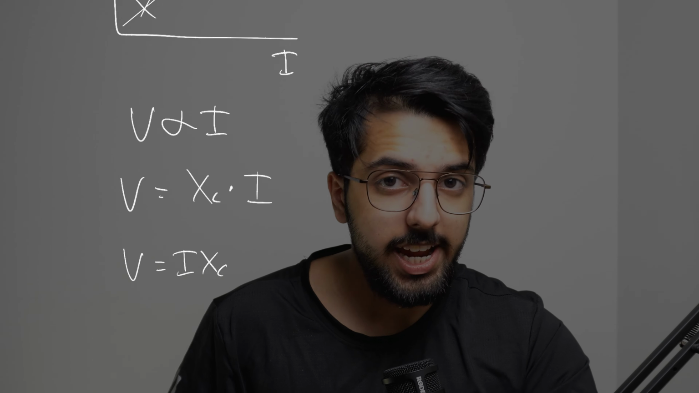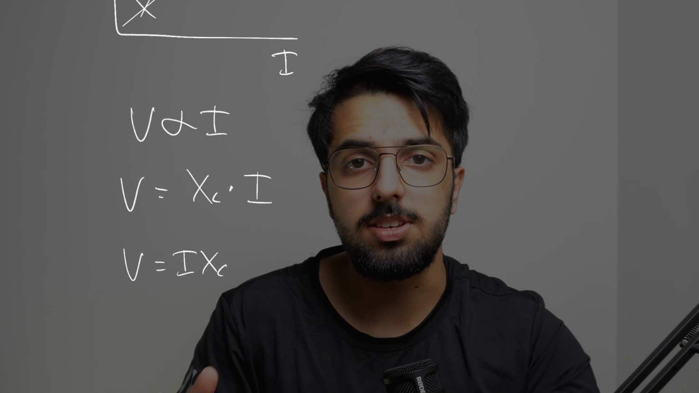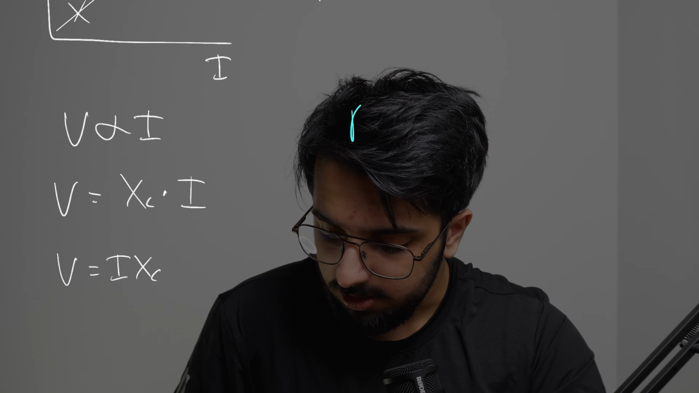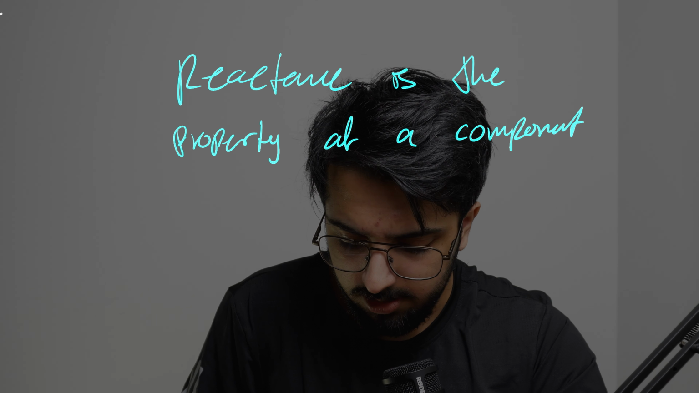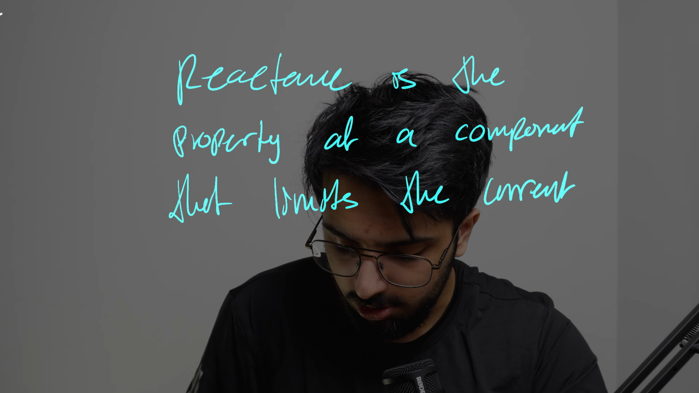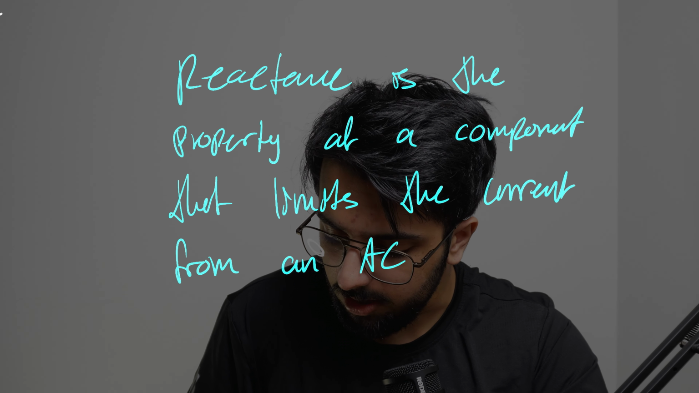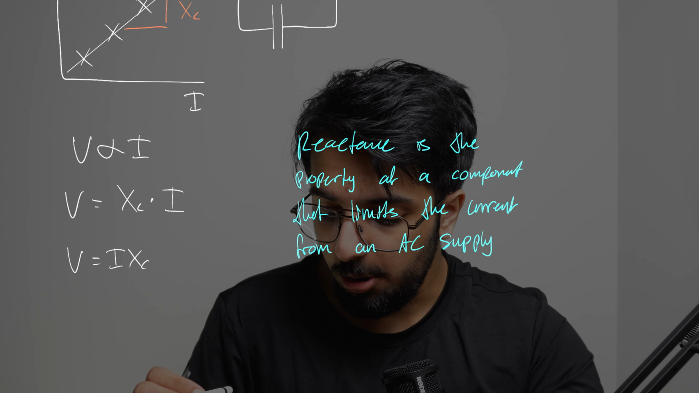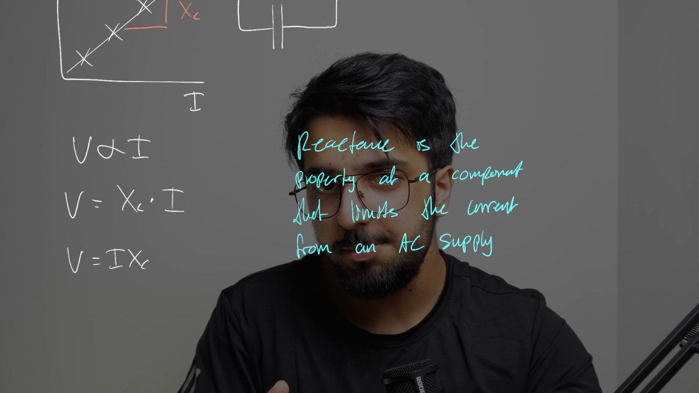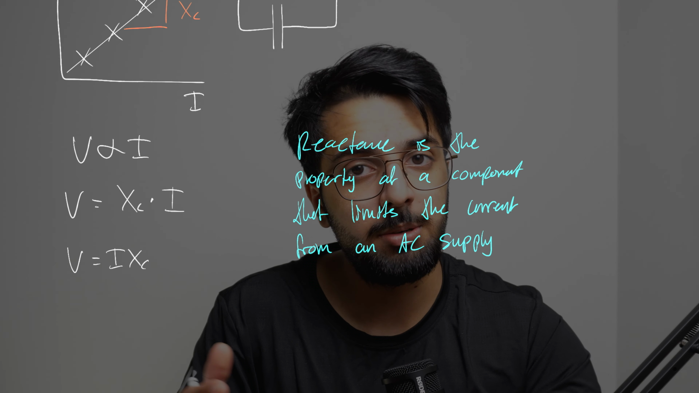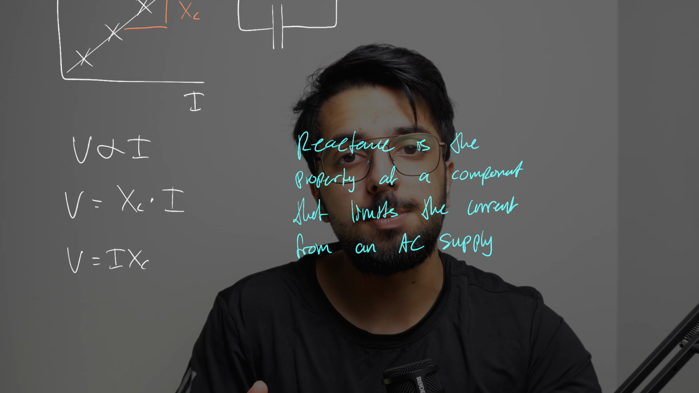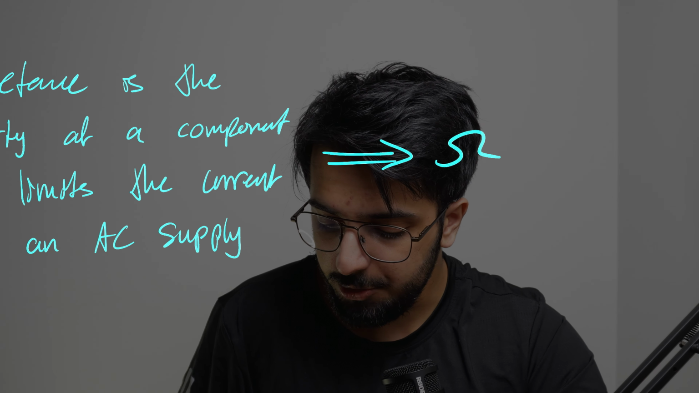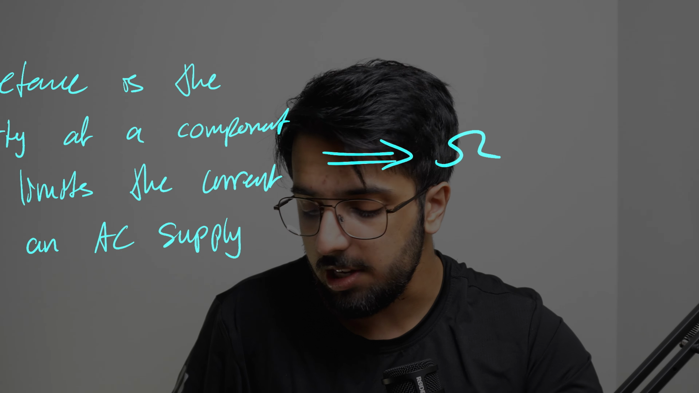So what is reactance? As you can see, it's pretty similar to resistance in DC circuits, and you'll be right, it is pretty similar. Reactance is the property of a component that limits the current from an AC supply, whereas resistance is the property of a component that limits current from a DC power supply. It's also important to note that reactance is given in ohms, so the unit is the same as resistance.